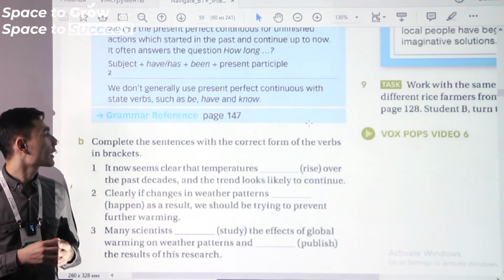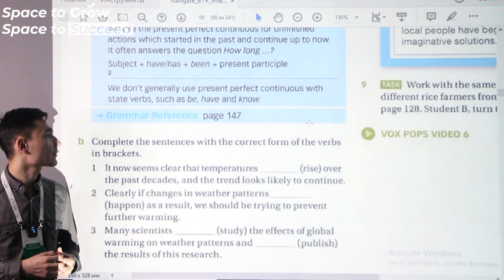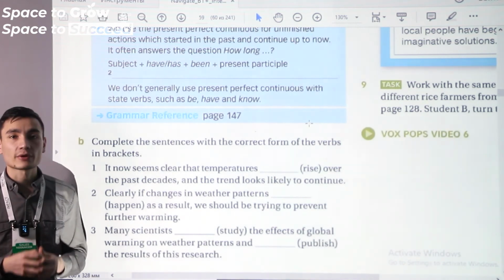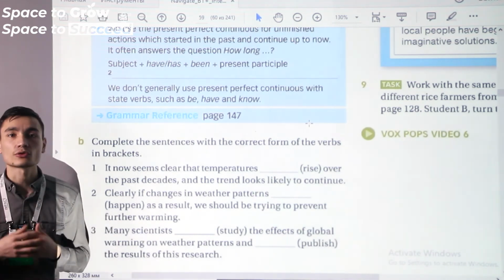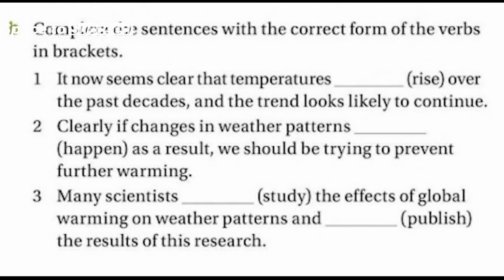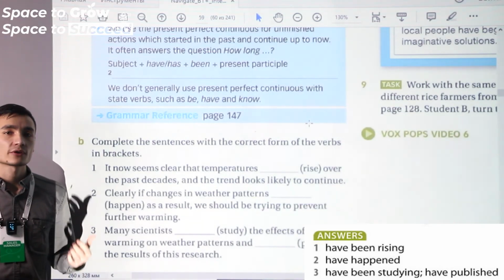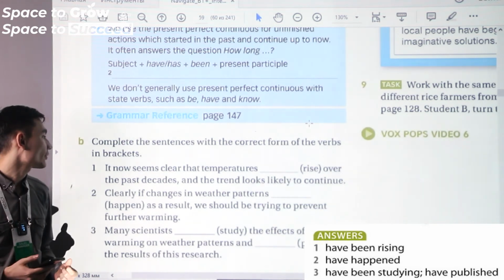Exercise 6B. Complete the sentences with the correct form of the verbs in brackets. Pause the video and try to do this exercise on your own. And now, if you have finished doing this exercise, let's check the answers together.